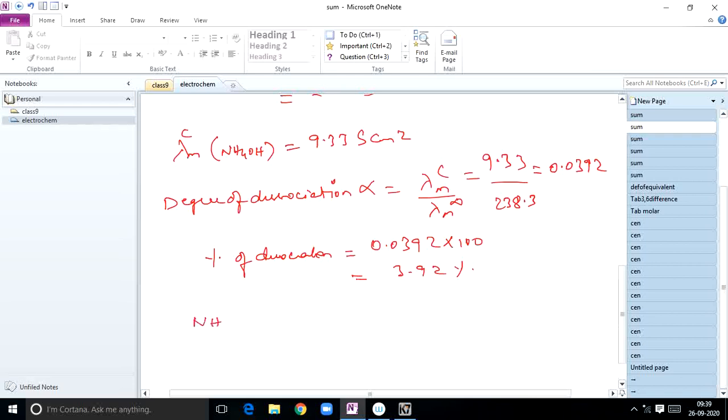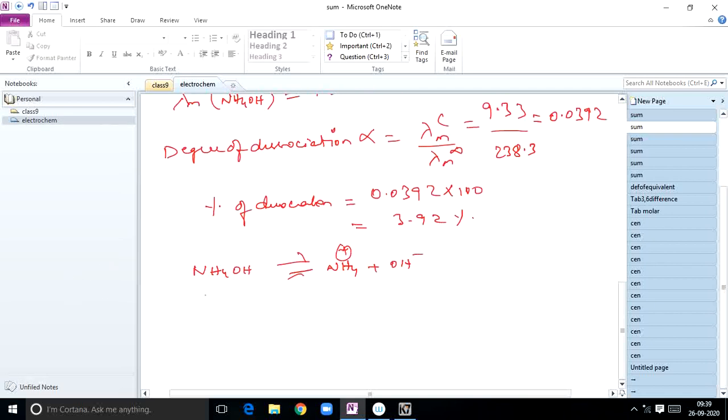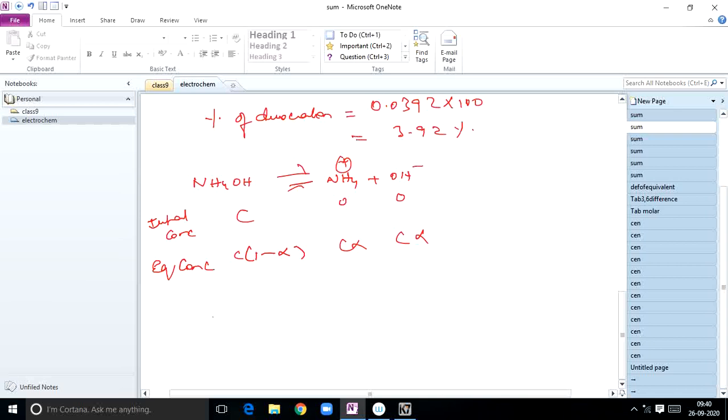So how to calculate the dissociation constant value? Ammonium hydroxide is a weak electrolyte, that's why the reversibility symbol: NH4OH gives NH4 plus and OH minus. Already we derived this one. Suppose initial concentration is C, and for the ions it is 0, 0. At equilibrium the concentration becomes C into 1 minus alpha, and for the ions C alpha and C alpha. Now for the weak electrolyte, K is equal to concentration of NH4 plus into concentration of OH minus divided by concentration of NH4OH.